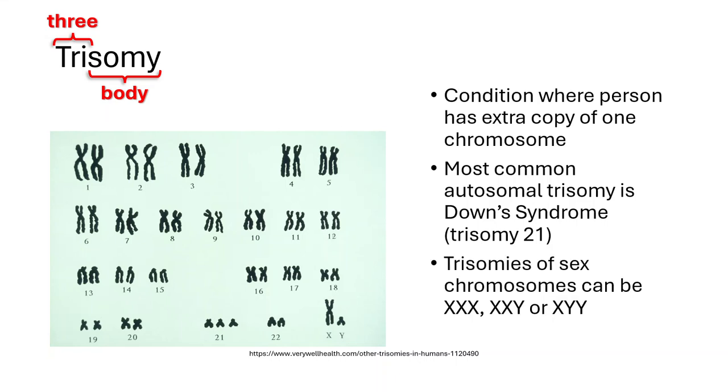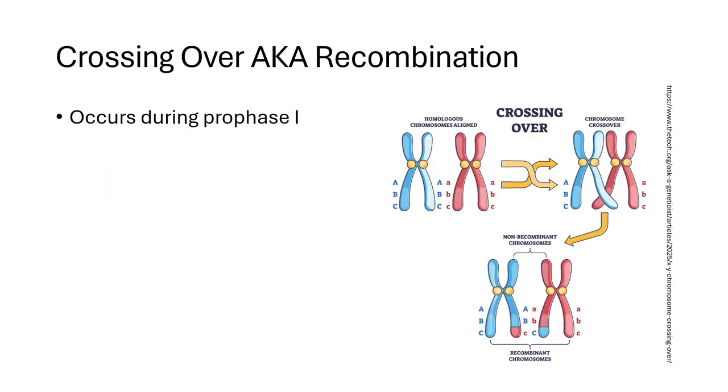You can also have trisomy of the sex chromosomes. So you can have an extra X chromosome, meaning three X chromosomes, or two X's and a Y, or you can have an extra copy of a Y chromosome, which would be XYY. Normally, you might see some small phenotypic differences, but most of the time people will not know about having this trisomy unless they have reproductive difficulties later on in life.